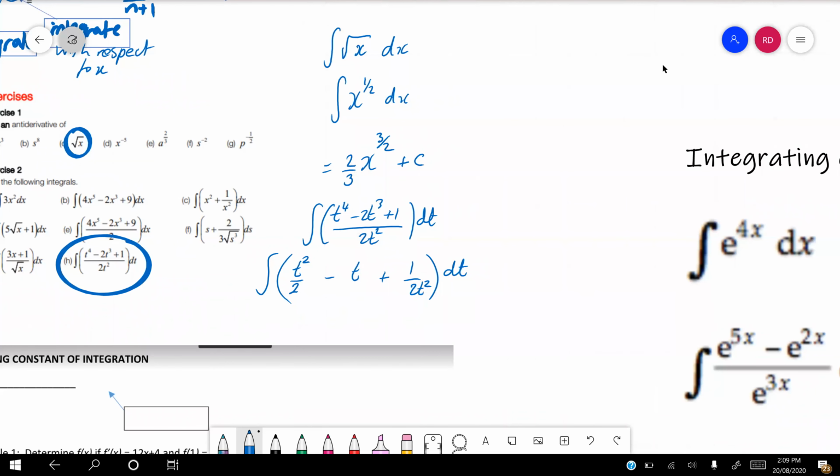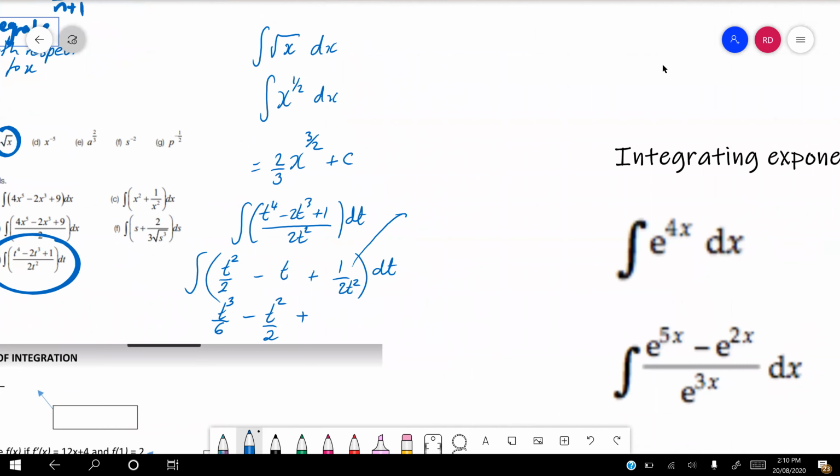And when you've done that, we're going to do them individually, term by term. So add 1 to the power and divide by the new power. So I've already got a 2 and I'm dividing it by 3, so that becomes 6. Here, adding 1 to the power, dividing by the new power. Now this one here, I've got 1 over 2t squared. I'm just going to remind you that that is the same as 1 over 2 t to the power of negative 2. So I'm going to add 1 to the power, which makes it t to the power of negative 1.